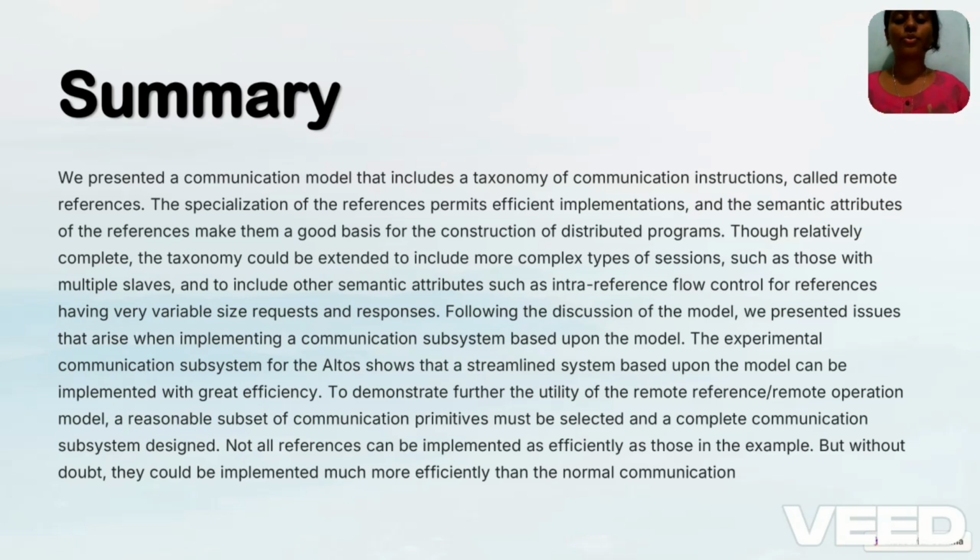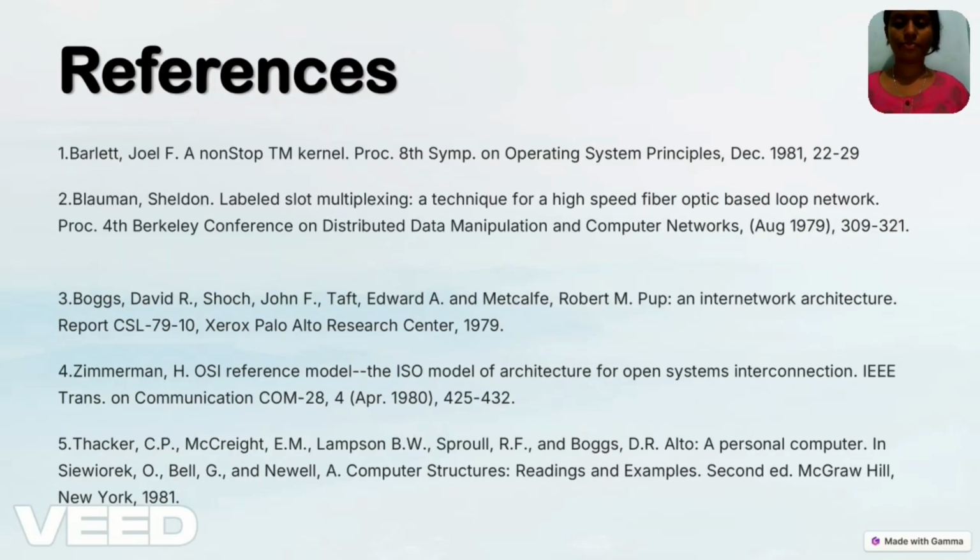We presented issues that arise when implementing communication subsystems based upon the model. This experimental communication subsystem for the Alto shows that a streamlined system based upon the model can be implemented with great efficiency. To demonstrate this further, and the utility of the remote reference or remote operations model, a reasonable subset of the communication primitives must be selected, and a complete communication subsystem designed. Not all references can be implemented as efficiently as those in the example, but without doubt they could be implemented much more efficiently than a normal communication.